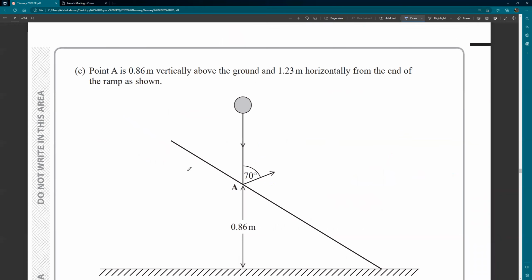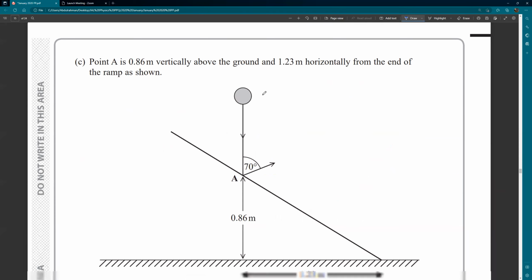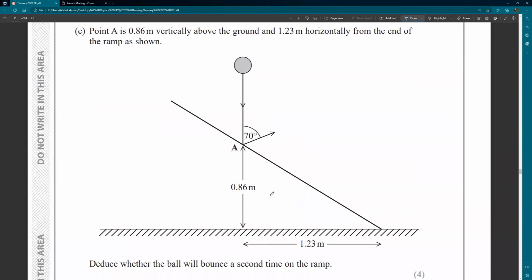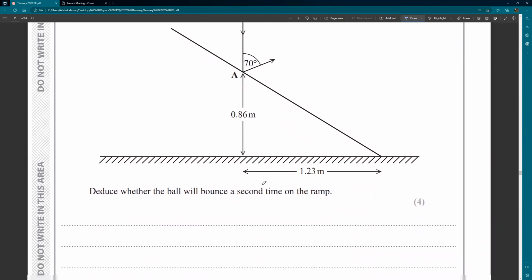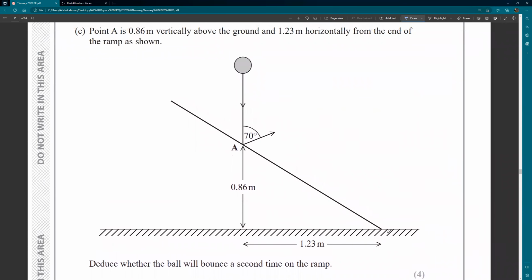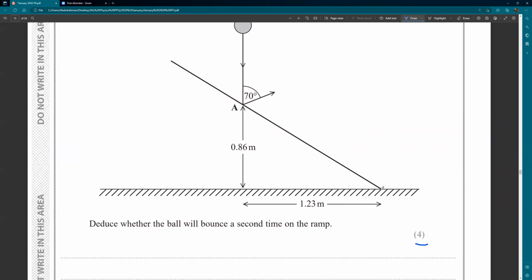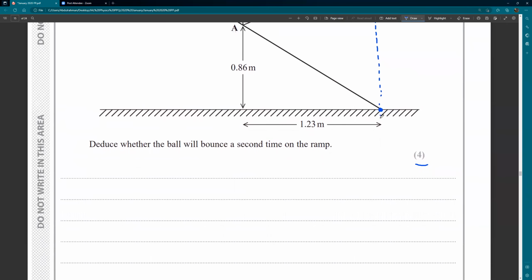Point A is 0.86 meters vertically above the ground and 1.23 meters horizontally from the end of the ramp as shown. Deduce whether the ball will bounce a second time, 4 marks. Well, to know if the ball is going to bounce a second time, you want to know what is its vertical displacement after it's traveled a distance of 1.23 meters. So here's the end of its horizontal displacement of 1.23 meters. You want to know where the ball would be vertically at this position.